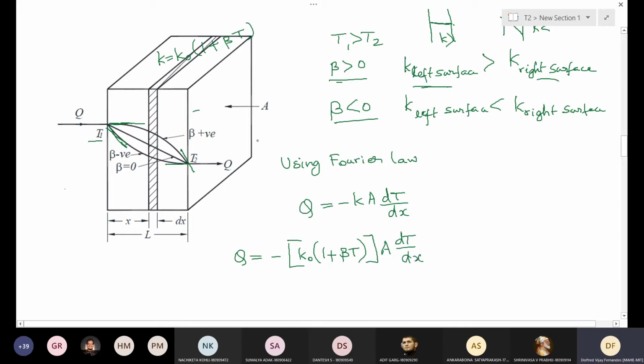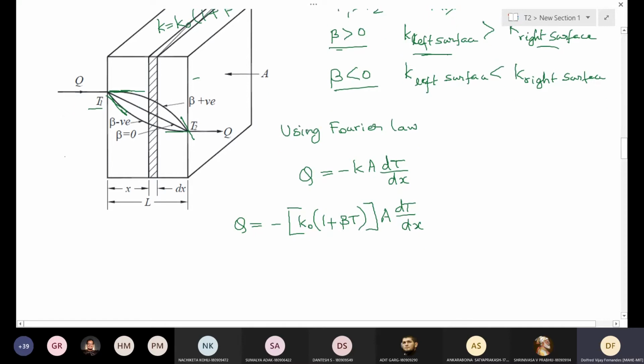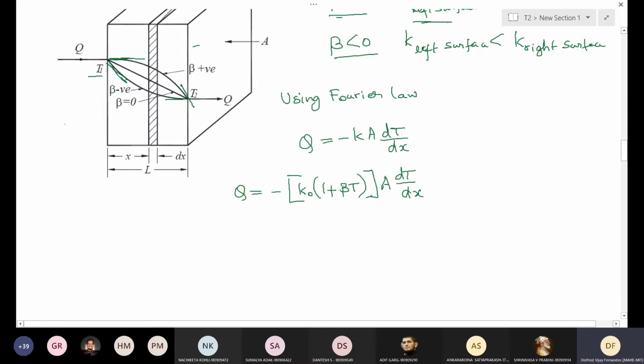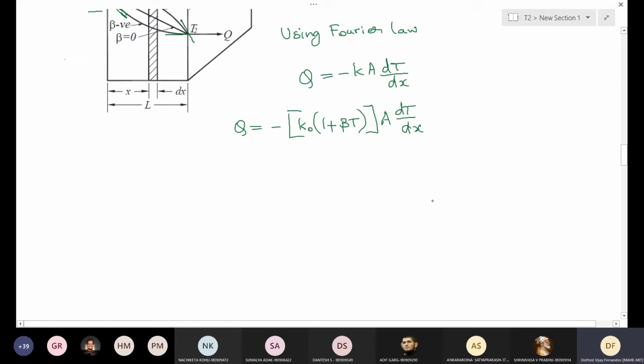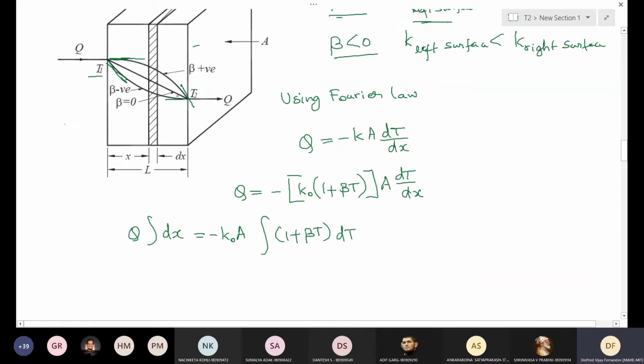Now we have to integrate as we did before. That's all. The only thing is we have to consider this 1 plus beta T when we integrate dT. So I can integrate Q integral dx equals minus K0 A integral of 1 plus beta T dT. You can apply the limits from x equal to 0 to L, and the temperature varies from T1 to T2.